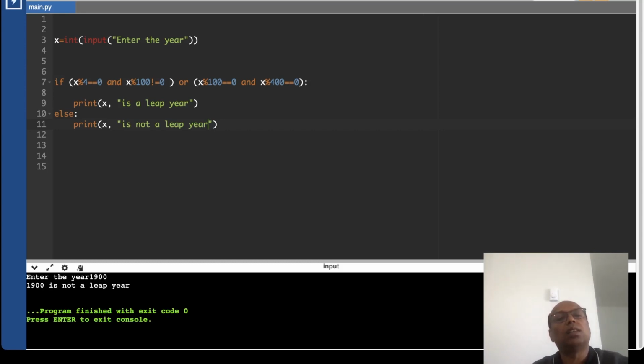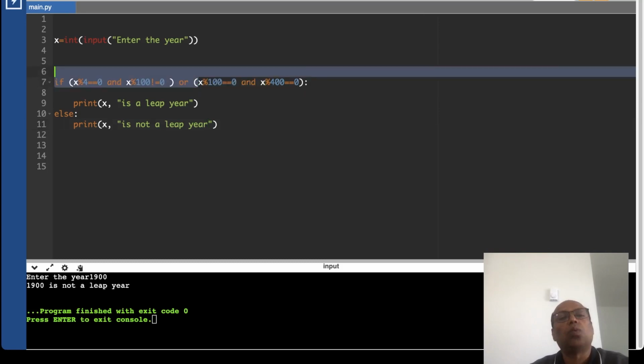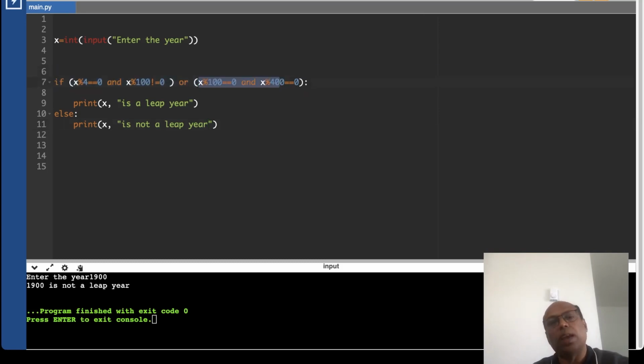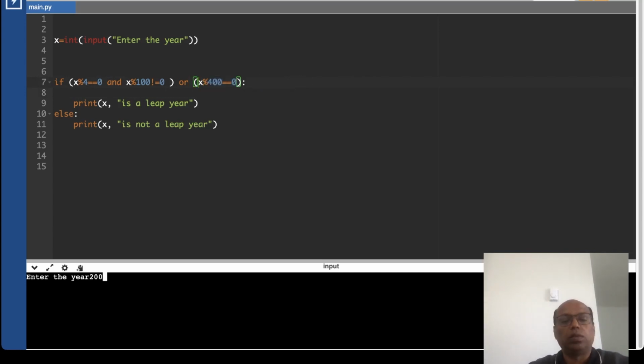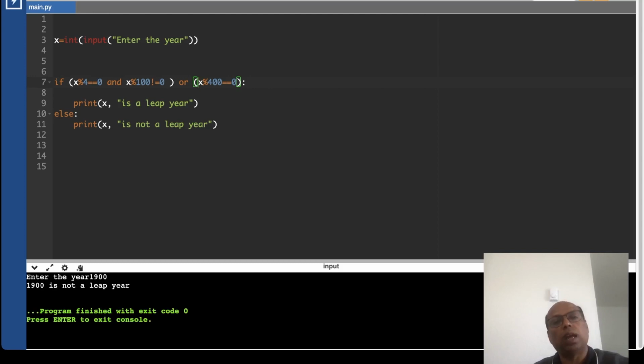Now, in this two-condition check, one condition is not required. Why? Because any year that is divisible by 400 must be divisible by 100. It's an obvious rule. Therefore, you can knock this condition out. 2004, yes. 2000, yes. And 1900, no.